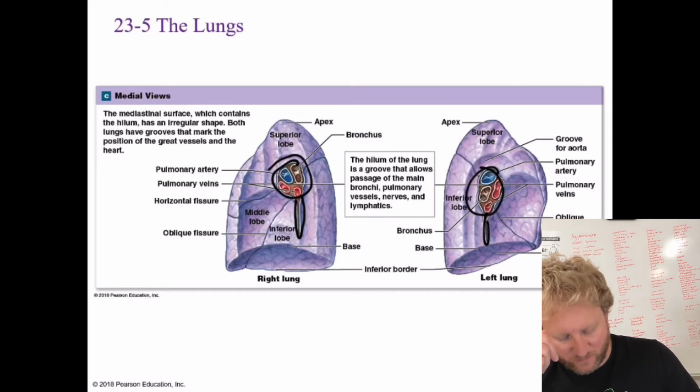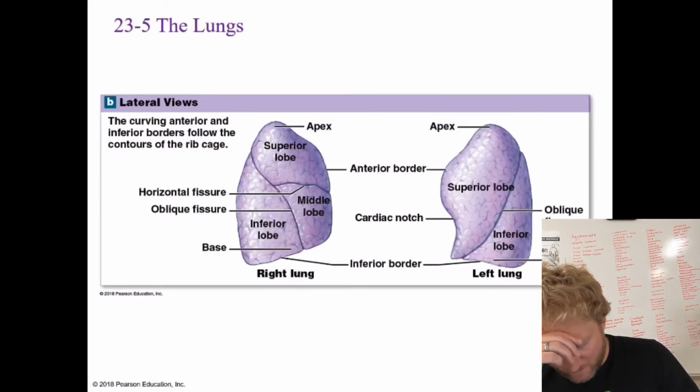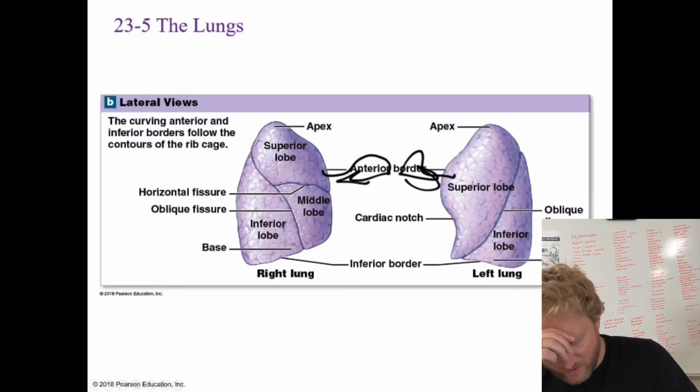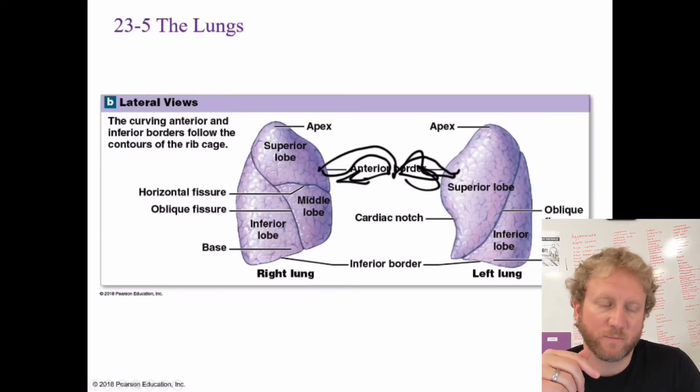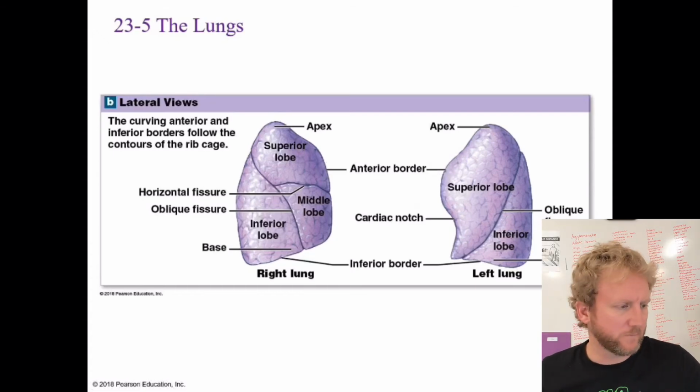So if we go backwards here for just a second, your hilum, you can't see it from this view. It's actually going to sit sort of in this area, and the vessels coming out of the heart are going to pass into there, and then they're going to pass out to go back into those atria to complete the pulmonary circuit.